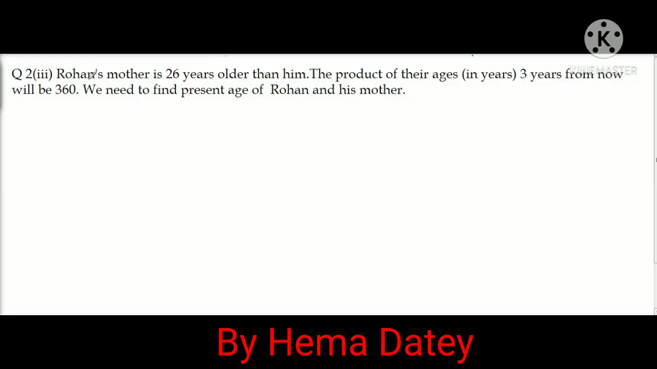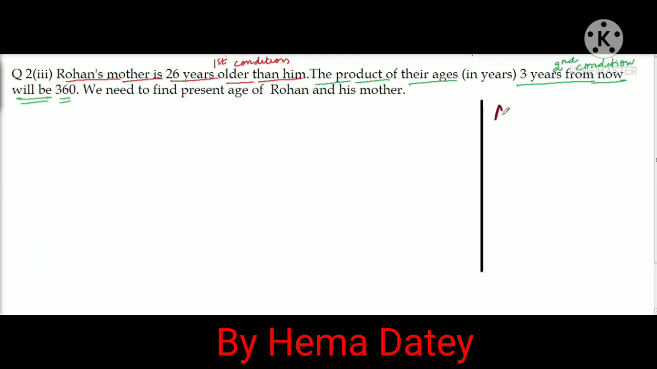Third part of question 2. Rohan's mother is 26 years older than him. This is the first line of the question and it is giving us the first condition. Second condition is the product of their ages in years 3 years from now will be 360. This is the second condition. We need to find the present age of Rohan and his mother.